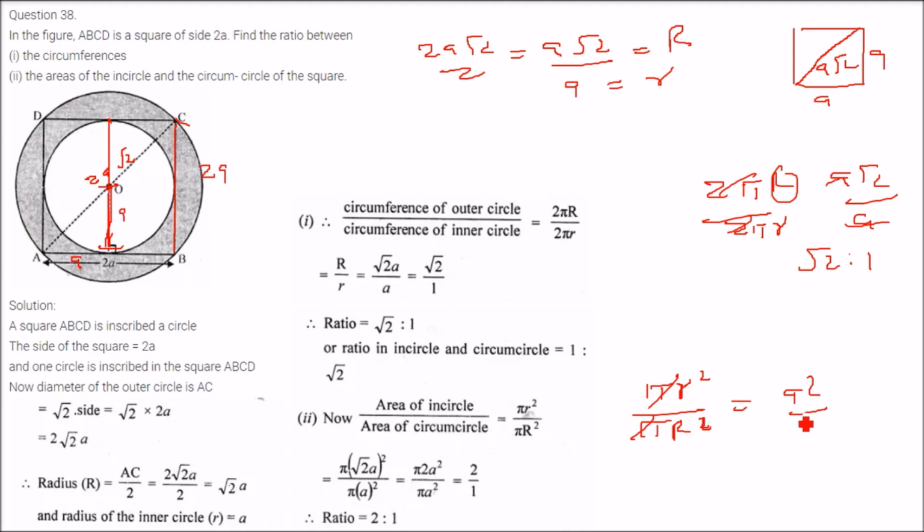The radius is A root 2, so A root 2 whole square. So what do you get? It is A square by A square 2. So it is 1 is to 2. It is not 2 is to 1, it will be 1 is to 2. Why? Because in the area of the incircle to circumcircle, the incircle radius is not A root 2, it's A. Small r is A, and this capital R is A root 2. So you just have to switch it, and then 1 is to 2 will be there.